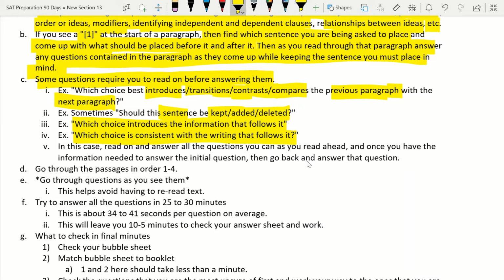In this case, read on and answer all the questions that you can as you read ahead, and once you have the information that you needed to answer the initial question, then you go back and answer that question. Okay, so that one right there.